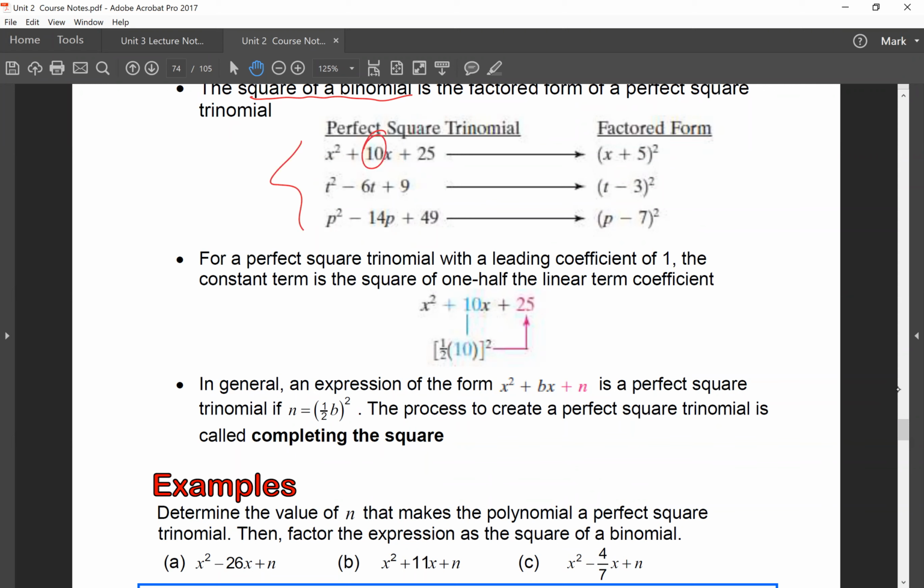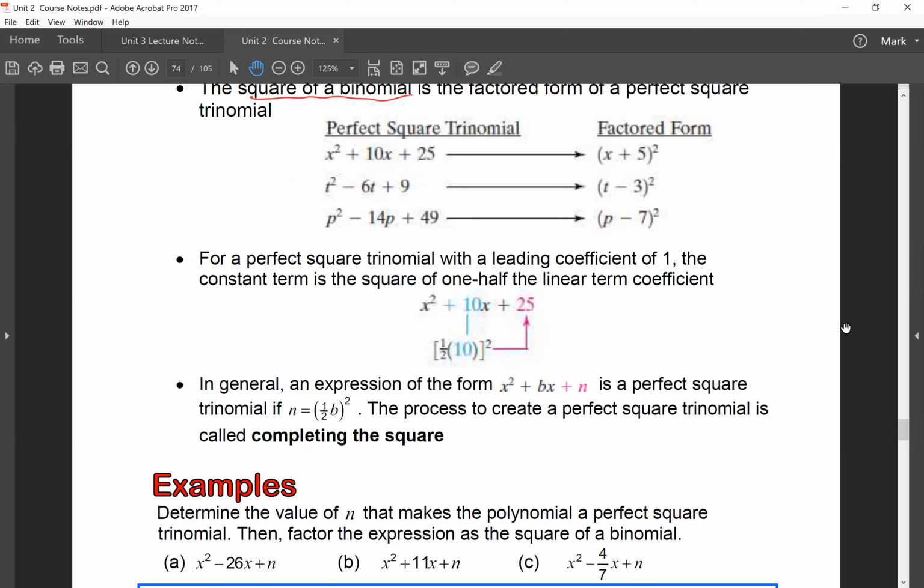If I take this 10 and divide it by 2, the answer is 5. The factored form of this is (x plus 5) squared. Look at this one, negative 6. If I divide that by 2, I get a negative 3. Negative 14. If I divide that by 2, I get negative 7. So you can factor these really quickly if you recognize them.